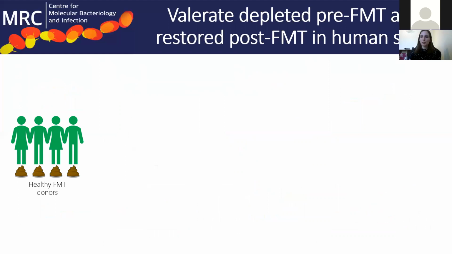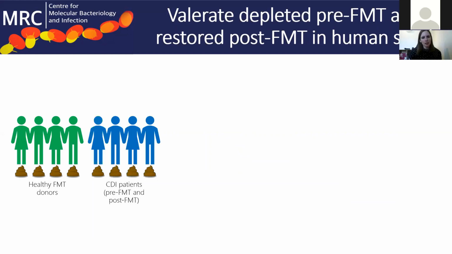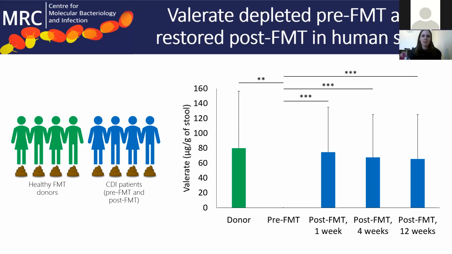The next thing we wanted to do, after we had the results from our artificial gut model, since we're interested in this compound valerate and how it is involved with C. diff, was ask ourselves, is this what's happening in people? What do we see in real-life humans who receive FMT treatment? So we collected fecal samples from healthy donors, and we also collected fecal samples from C. diff patients both before and after FMT treatment. This is what we saw.